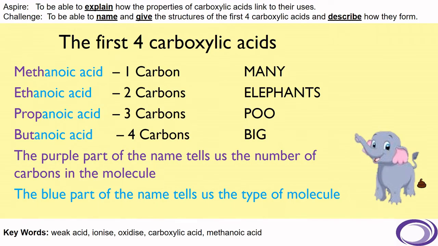Now we name our carboxylic acids in the same way in which we named our alkanes. So we have the first part of the name, which indicates the number of carbons in the molecule. Meth, eth, prop and but, again, with our little rhyme on there, just to remind you of the order. And then the second part of the name is the part that indicates that that molecule is a carboxylic acid. And these end in anoic acid. So we have methanoic acid, ethanoic acid, propanoic acid and butanoic acid. After that point we'd have pentanoic acid, hexanoic acid, etc. But you only really need to know the first 4.